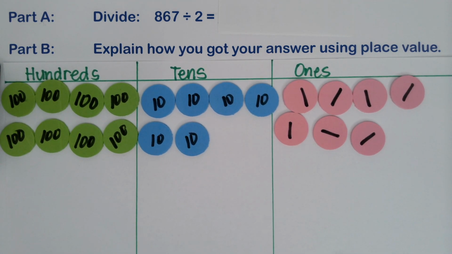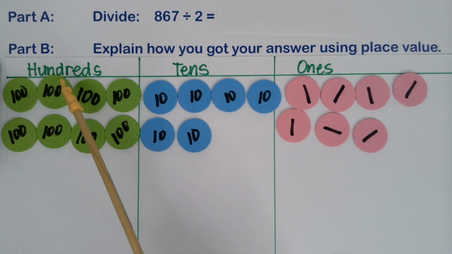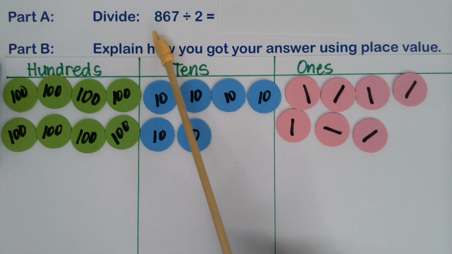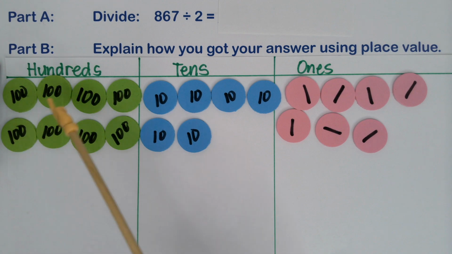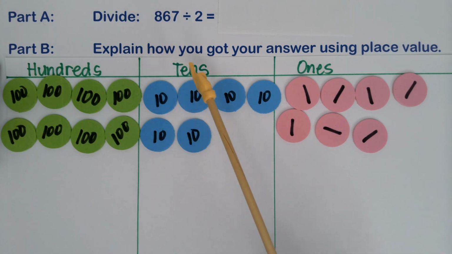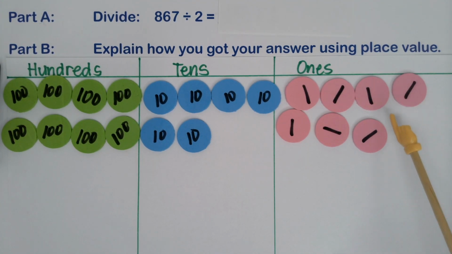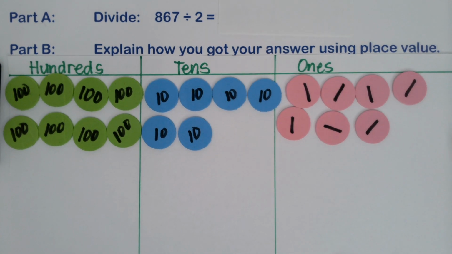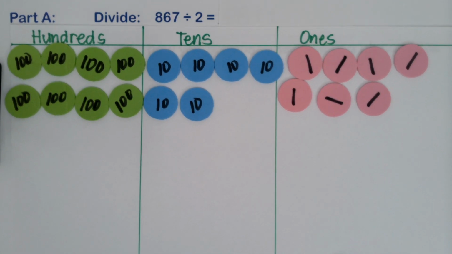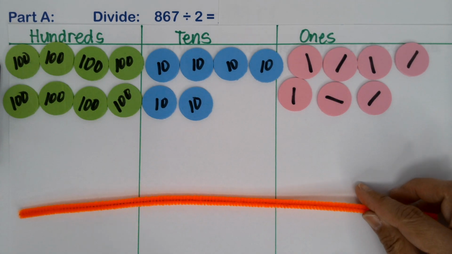So we are going to use the place value disks and the place value chart to represent 867. We have 867 has 800, so we have 800s here. So we have 1, 2, 3, 4, 5, 6, 7, 8. 6 tens, so we have 1, 2, 3, 4, 5, 6, and 7 ones. 1, 2, 3, 4, 5, 6, 7. And because we are dividing by 2, then we need to form 2 groups.